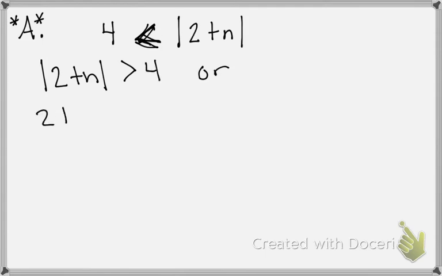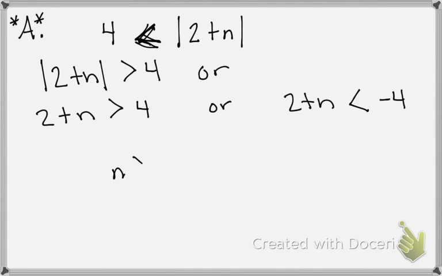And then you'll do your 2 plus n out of your absolute value, greater than 4, or 2 plus n, and we have to this time flip our sign, negative 4, because we do the opposite of whatever sign was there. So we had to flip our sign. Then we're going to solve it. When we solve it, we get n is greater than 2 or n is less than negative 6.